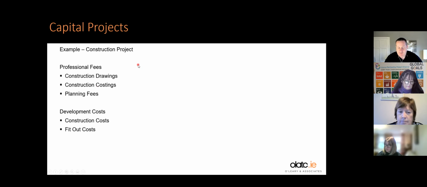If you're doing a building project, you might think about what it's going to cost to build the building. Before the building happens, you're going to have professional fees for construction drawings, QS costings, and planning fees. Depending on the size of the project, that can be fairly substantial. We did a job in Limerick for a tennis club, and these costs alone, and this was relatively inexpensive for the size of the project, came in at 19 grand. That's before anything was built or bought, right?